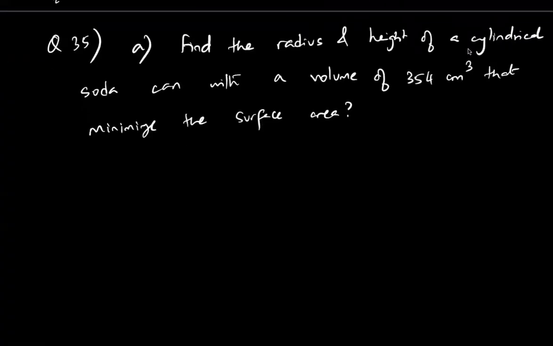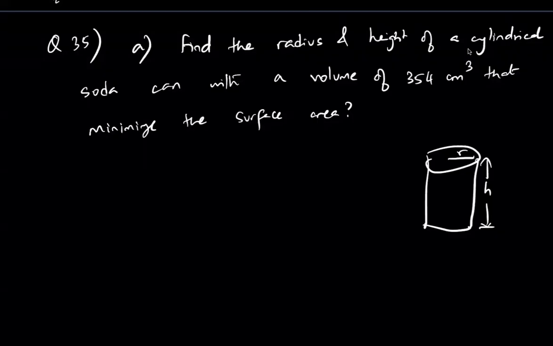Okay, next one. Find the radius and height of a cylindrical soda can with a volume of 354 cubic centimeters that minimizes the surface area. So we have a cylindrical soda can now. Let this be R, this be H. So we want to find these dimensions.